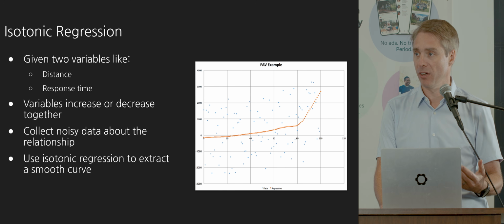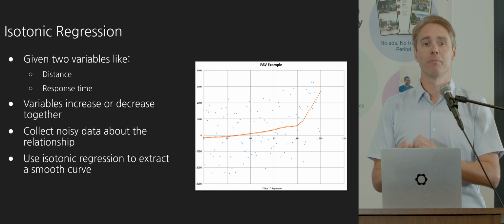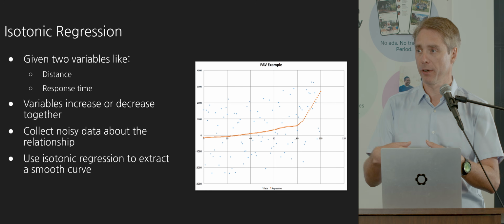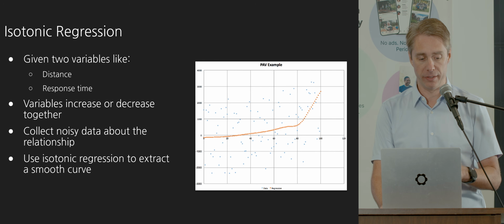But the beauty of isotonic regression is that as long as you know it's an isotonic relationship, that's all the algorithm needs to know. It will figure out what the curve is very efficiently based on the data available.